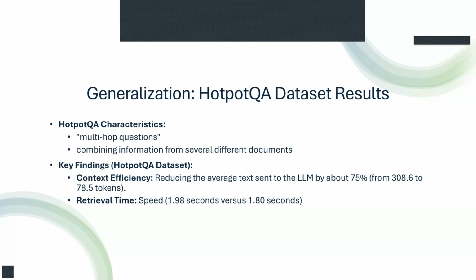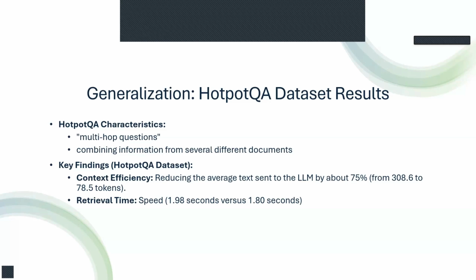It needs to collect from different places and then find the most relevant from more than one place. And the key findings we got here was it reduced the average text sent to the LLM by about 75%, which is even more. So it went from 308.6 to 78.5 tokens, which is essentially more than a third of the tokens on average.